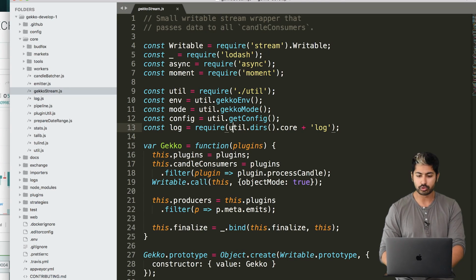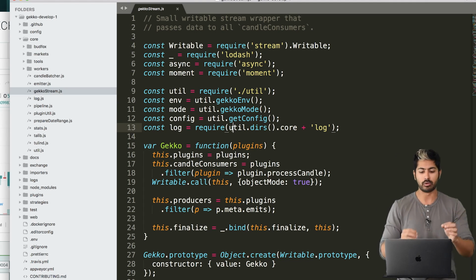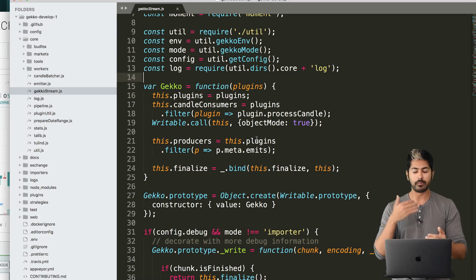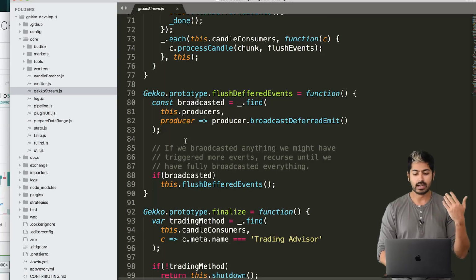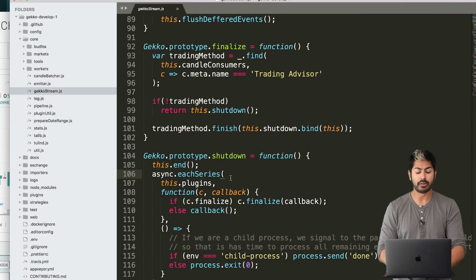But remember, the Gecko stream is that small writable stream that passes data to all the candle consumers. The Gecko stream is what's going to be handling our trading logic, when we write it. By handle, I mean it's going to decide when it starts, when it ends, when to finalize, when to shut down, gracefully shut down all other variables.